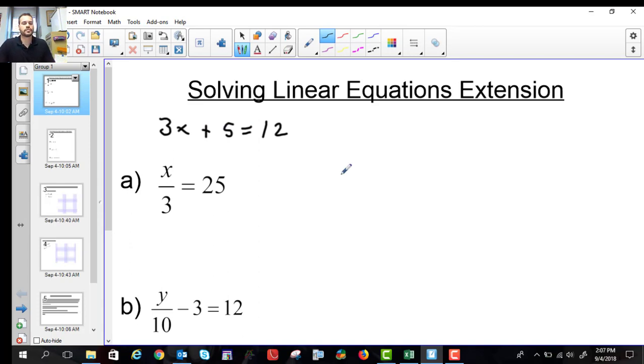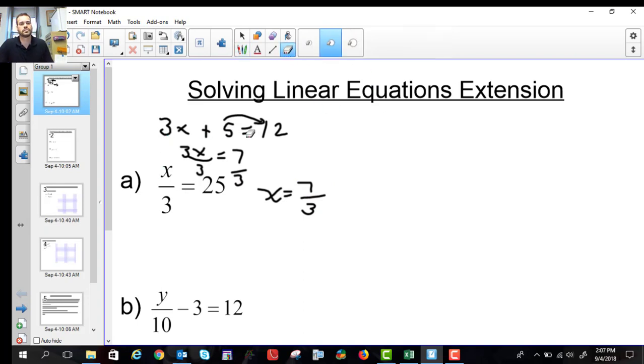That's the hope at this point. And we're going to follow very similar steps. We would try to get the x by itself. So the first thing you do is take the 5 over and get 3x is equal to 7, and then you divide by 3. The difference here is you don't have division in this equation. It's just multiplication, addition, and subtraction.